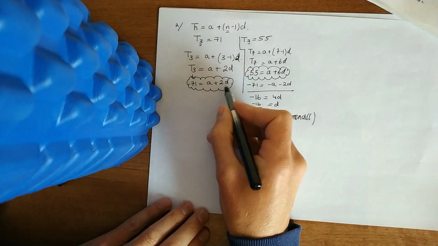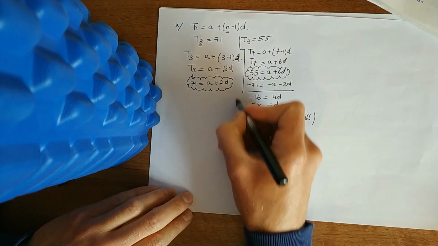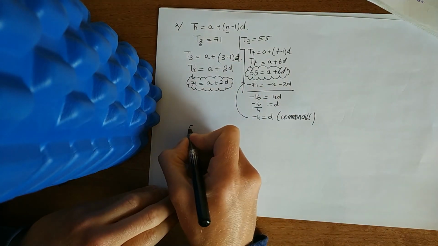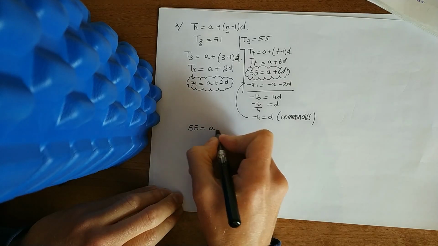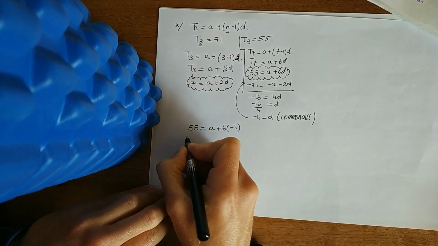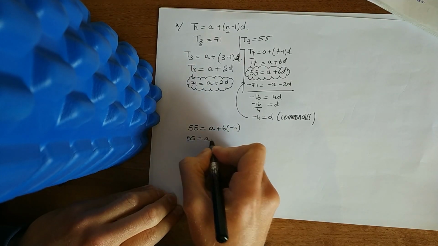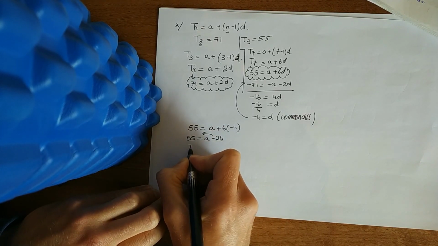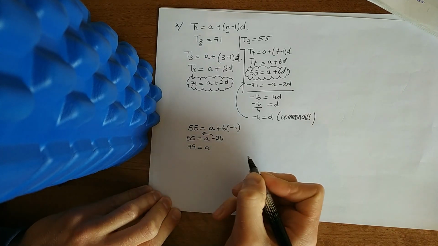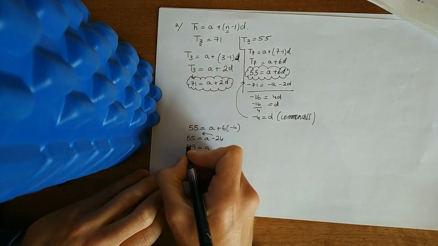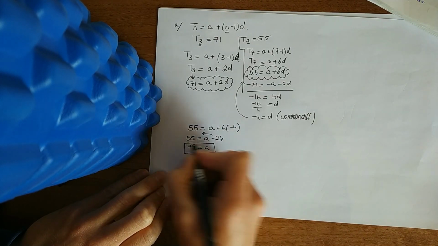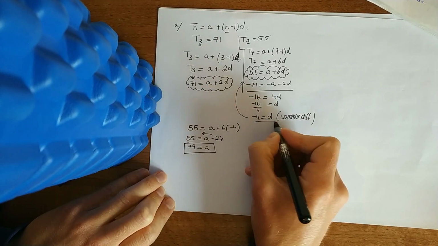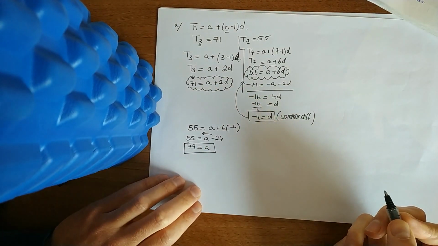To get a, horse it into any one of those. So say we fill it in up to that one. 55 is equal to a plus 6 times minus 4. 55 is equal to a minus 24. Bring that across. 79 is equal to a. Seems pretty big, but sure, we'll go with it. So your a is 79, d's minus 4.